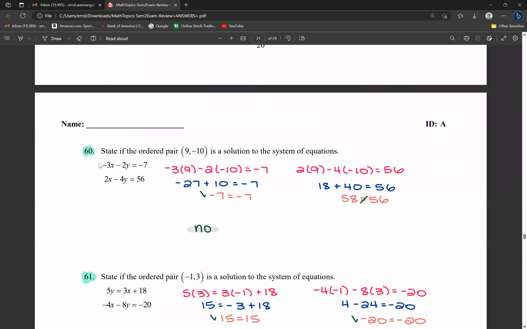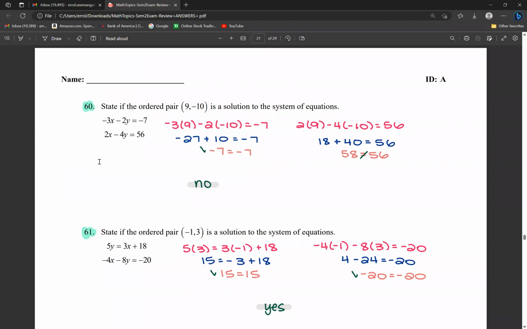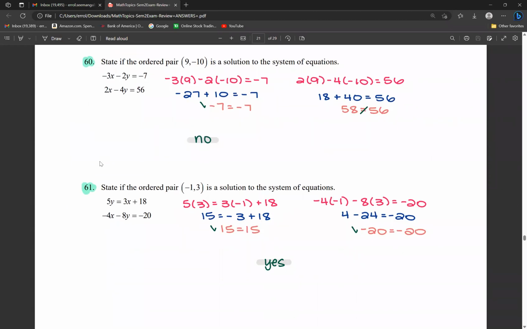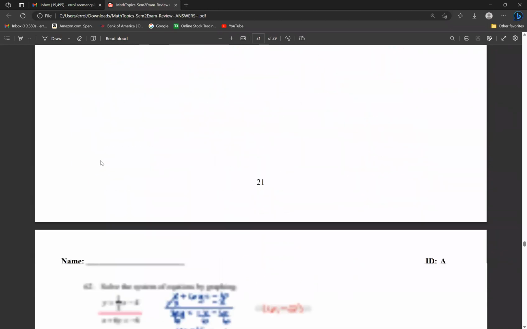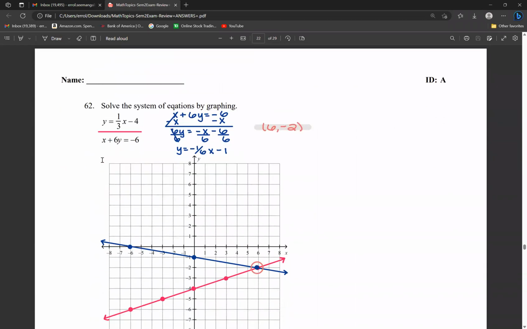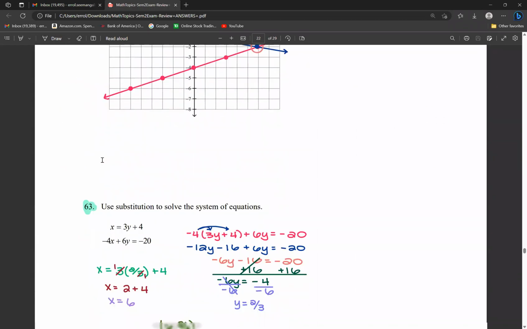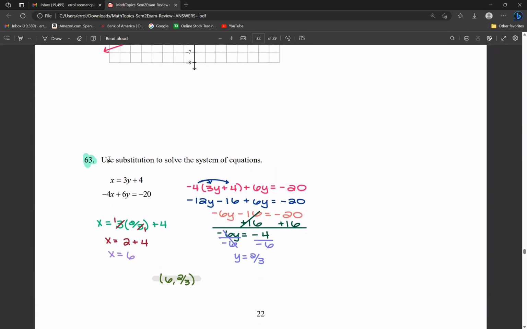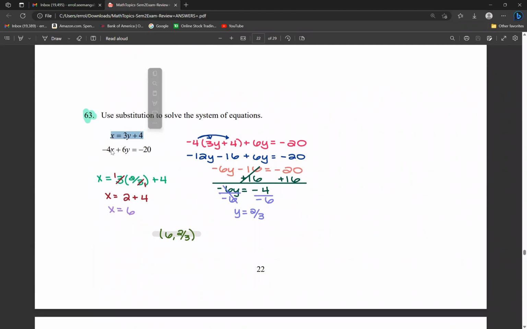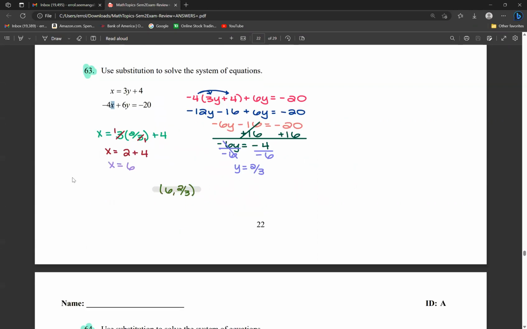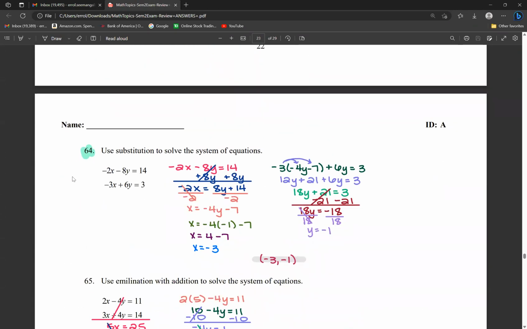State whether the ordered pair is a solution. Plug it in and check if the left side equals the right side. 60, 61, same thing. Substitution is the same thing; just take your x equals that and plug it into right there. Substitution. Same thing with 64.